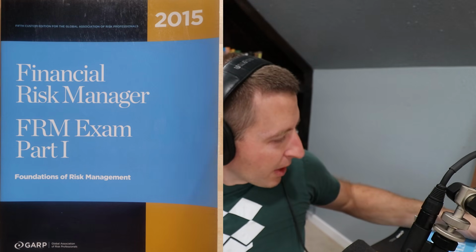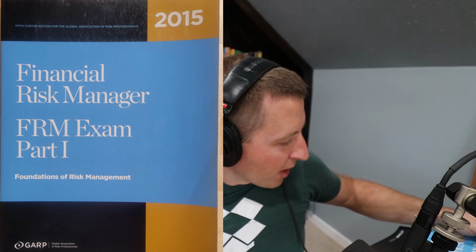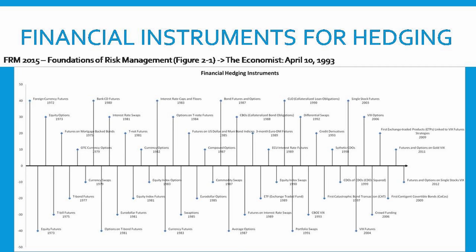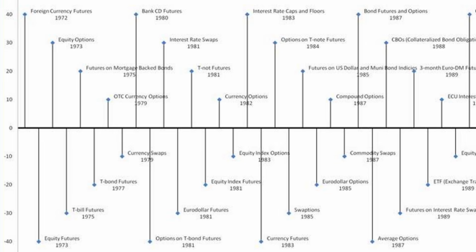When I was studying for my FRM, the Financial Risk Management designation, there's a chart in the book, the 2015 Financial Risk Manager FRM exam, Part 1, Foundations of Risk Management. It's figure 2.1 in the book. That chart is from FRM and has been updated, but it was originally from The Economist from April 10th of 1993. I just really like the layout and the design, and you can see the different sorts of options here. If you look on the screen, just to zoom into parts of these, you'll see the first one here I have is foreign currency futures of 1972.